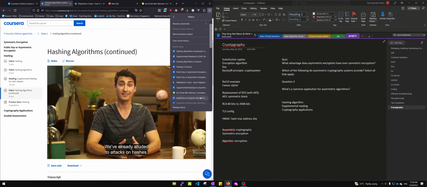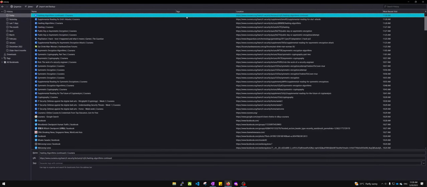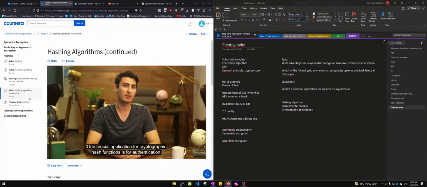We've already alluded to attacks on hashes. Now let's learn some more details, including how to defend against these attacks. One crucial application for.